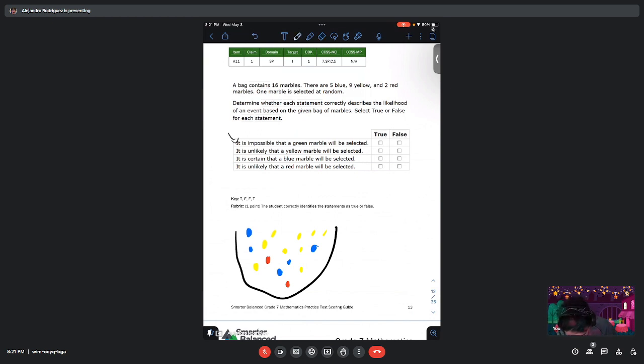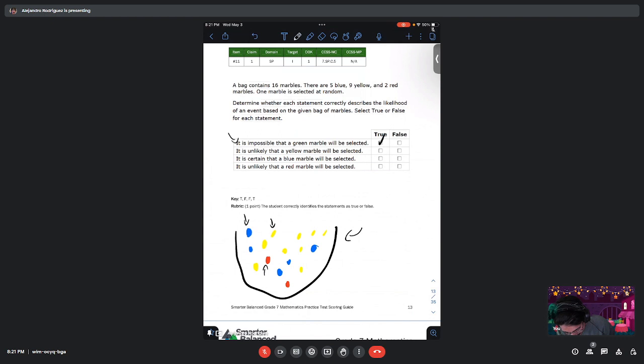It says first, it is impossible that a green marble will be selected. So based on the picture, is it possible that we ever get a green marble? Can we ever pick a green marble from this bag? Hopefully the answer you said was no. There is no green marble in the bag, right? We only have yellows, blue, and red marbles. So in this case, it's impossible to get a green marble since there's not one in the bag. So this is true.